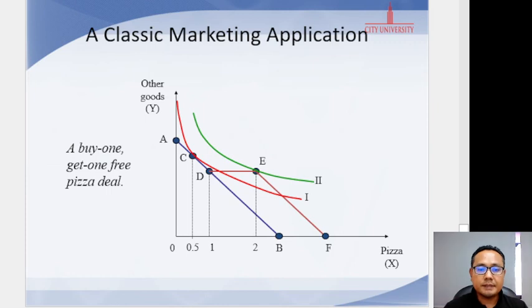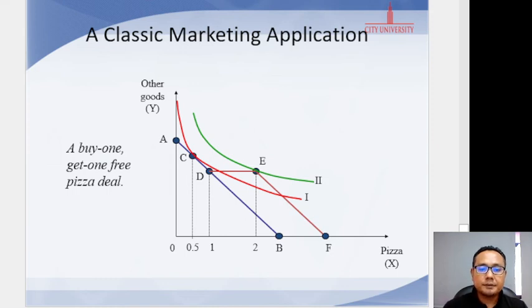So a price reduction decreases the price of each unit purchased. The buy one get one pizza deal reduces only the price of the second unit purchased. In fact, it reduces the price of the second large pizza to 0. So the offer does not change the price of units below 1 pizza and above 2 pizzas. So the buy one get one free marketing scheme is quite easy to analyze in our framework.